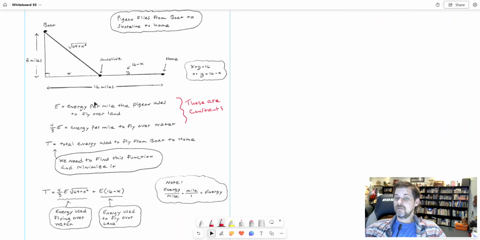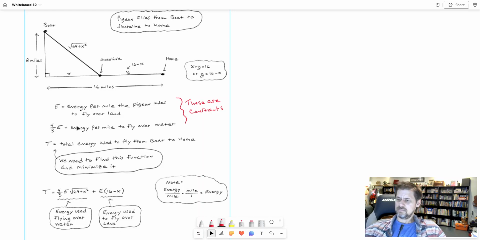If I have those and I have these distances, then I can get you a function t that is the total energy used to fly from the boat to home. And that's what we want to minimize. When we minimize that, we'll find this point on the shoreline that takes the least effort for the pigeon to fly back to home, okay? Assuming it flies in a straight line to the shore and a straight line to home. Okay, now, all right, how would I do that?